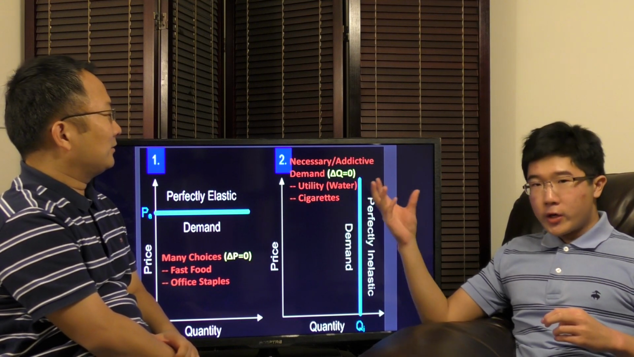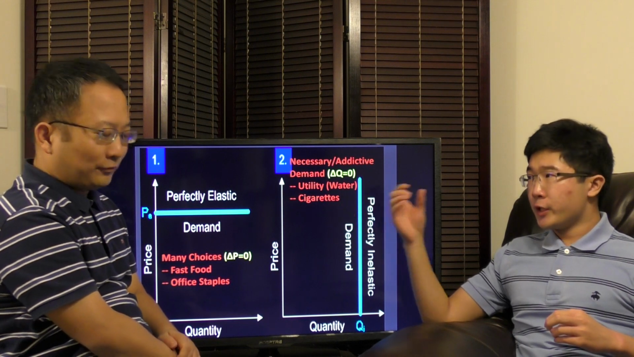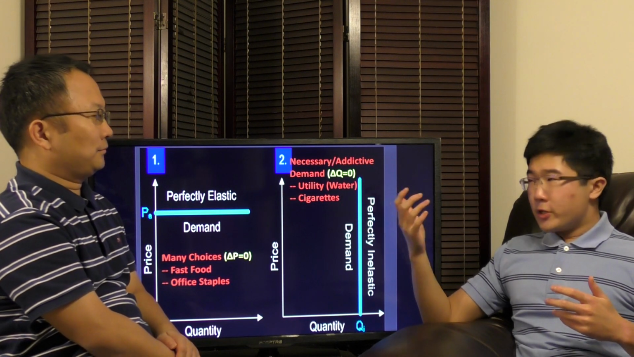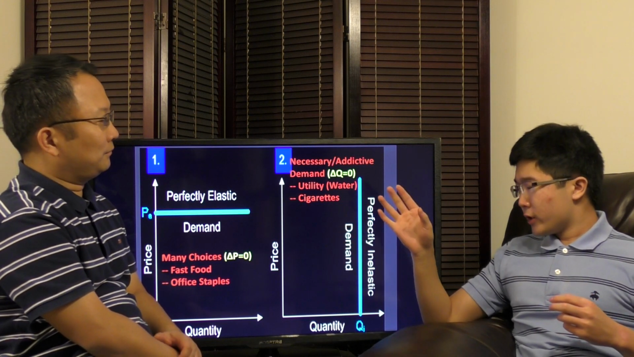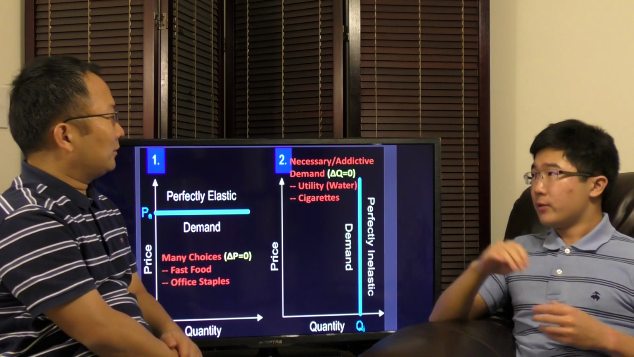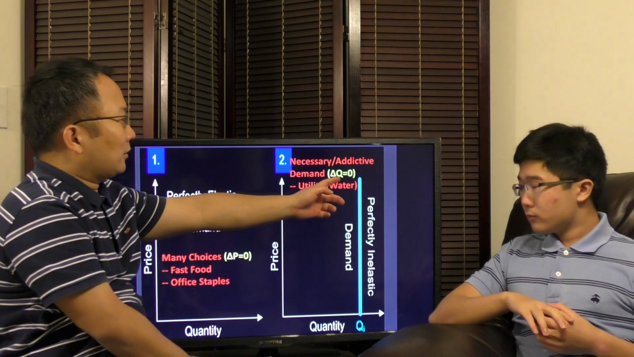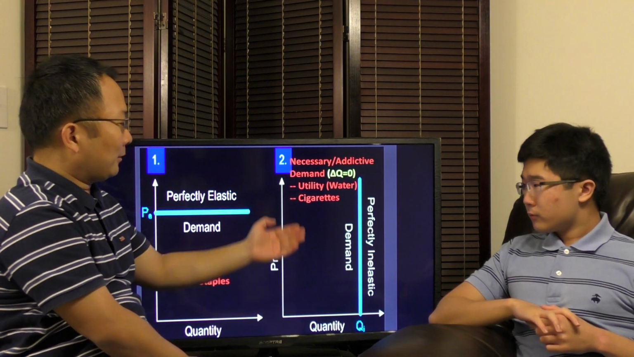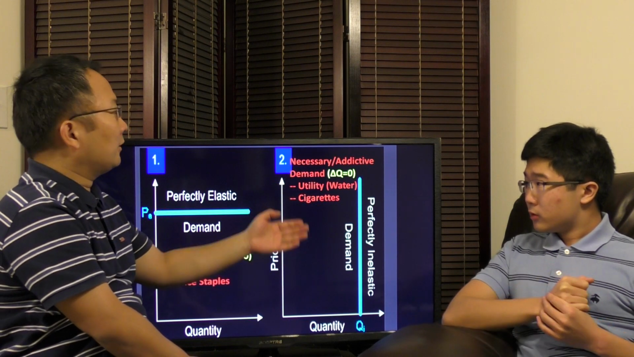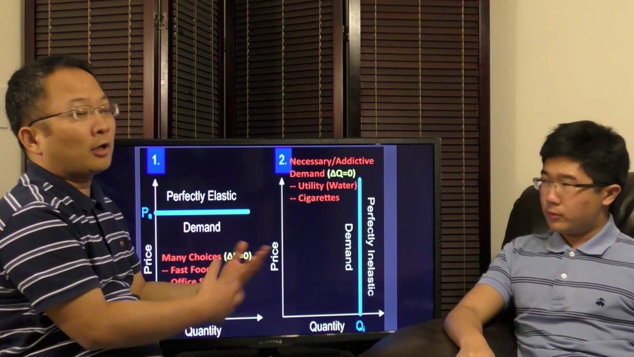For cigarettes, if we're addicted to tobacco, unfortunately, then we're going to buy cigarettes no matter the price. So we're not in control of price. We're only in control of quantity. Quantity is always fixed. So basically, delta Q almost equals 0, because no matter how price changes, it's addictive. It's necessary. So you've got to have it.